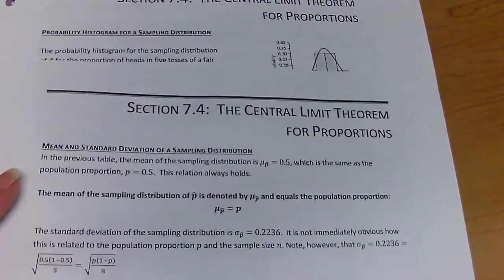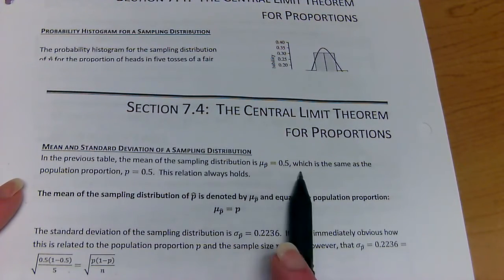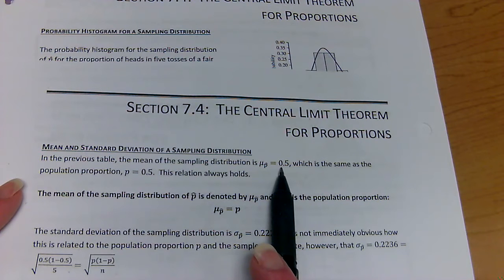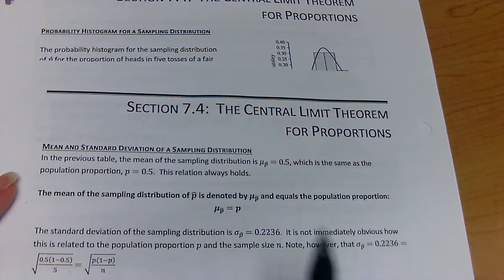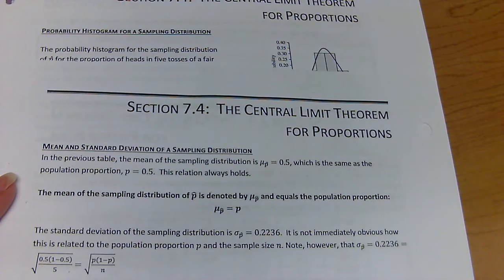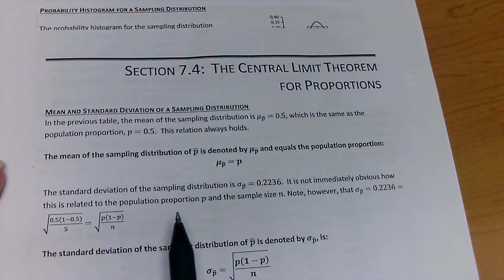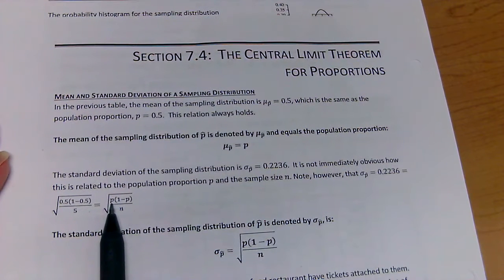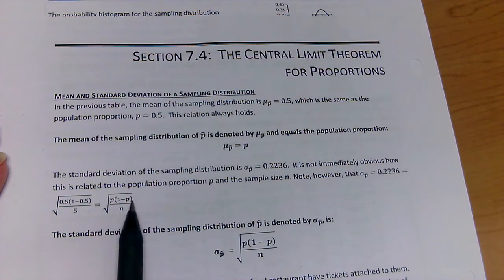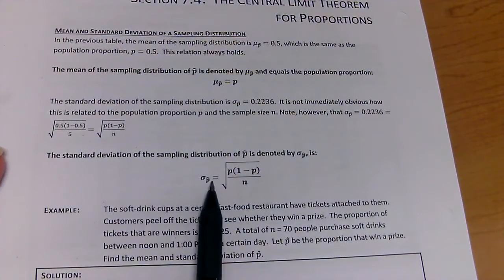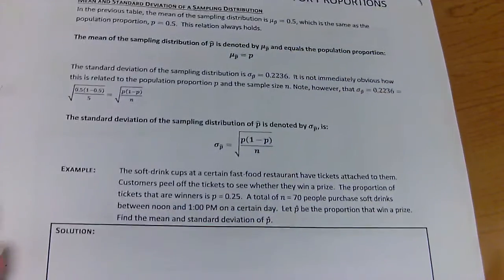Well, it's easy to see that the mean of our sample proportions is the population proportion, which is wonderful. The mean is the actual population proportion. And the standard deviation is found with this formula. We're going to take our population proportion times 1 minus that population proportion, divided by the sample size, and then we'll take the square root of it. That's going to give me the standard deviation. So let's see how we can do that.